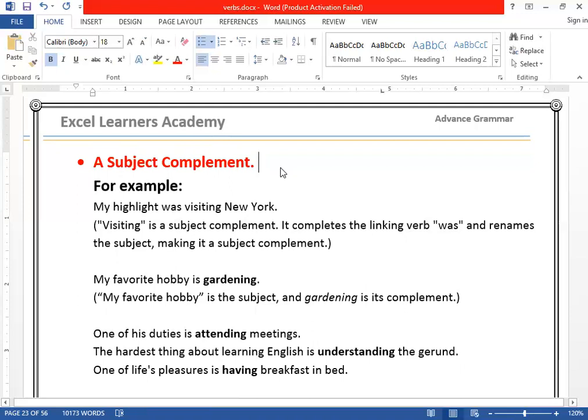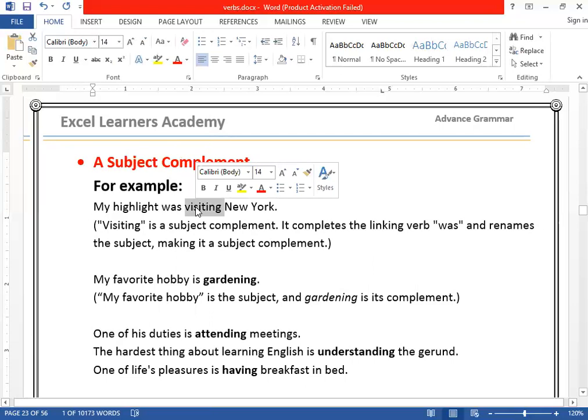If it is a complement, which we have already studied, we call it a complement. We will not call it an object. We will call it complement. Look at this example: My highlight was visiting New York. After was comes visiting.